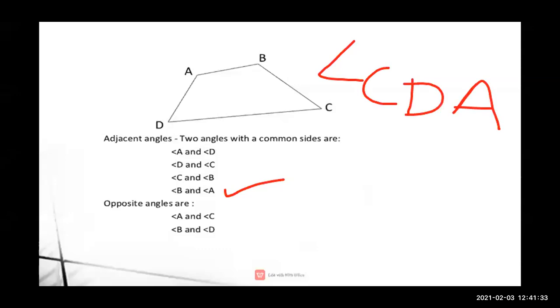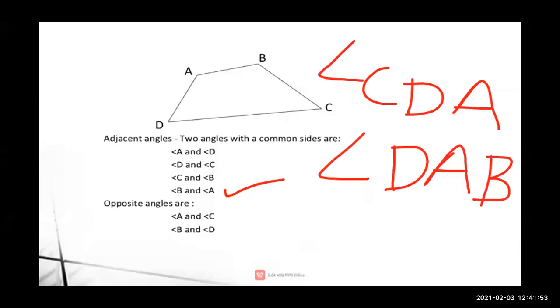Now next what should I take? Now C was my first vertex to make the angle. Now I will leave C. We will not count C. What will I count? I will count from D. Very good. Next will be angle D, A, B. What will be my next? DAB. Now what is common here? DA, DA. Now what is remaining? C and B. So C and B are my adjacent sides.